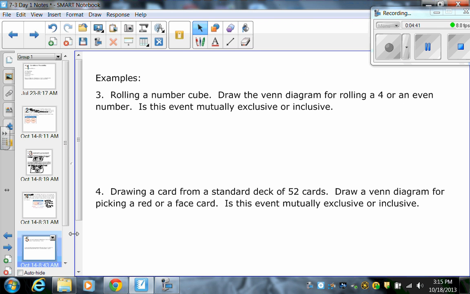Some examples. We're rolling a number cube. We want to draw the Venn diagram for rolling a 4 or an even number. Is it mutually exclusive or inclusive? Well, because 4 is also an even number, it is inclusive.